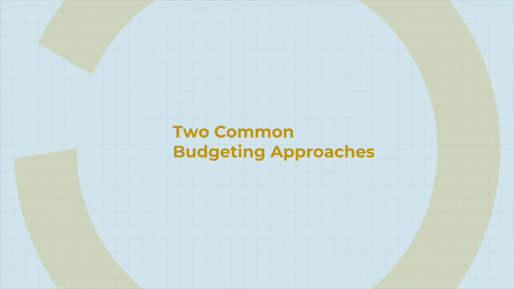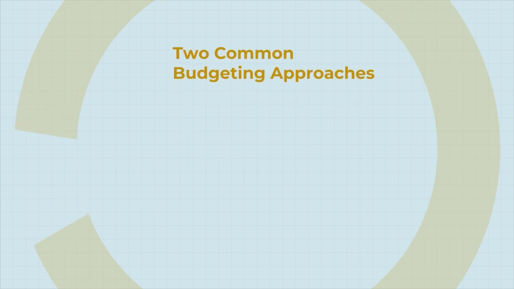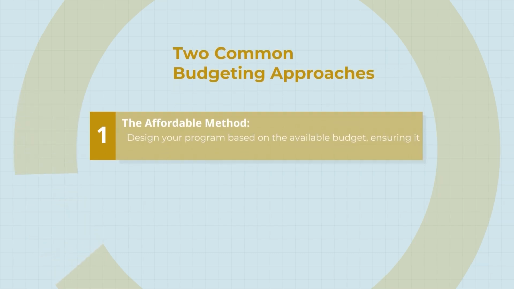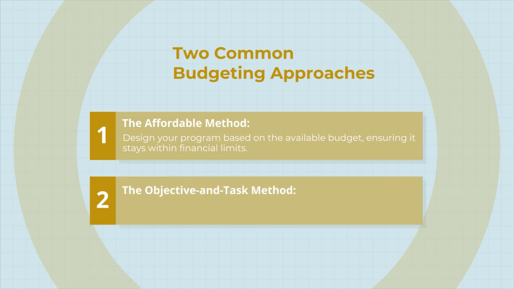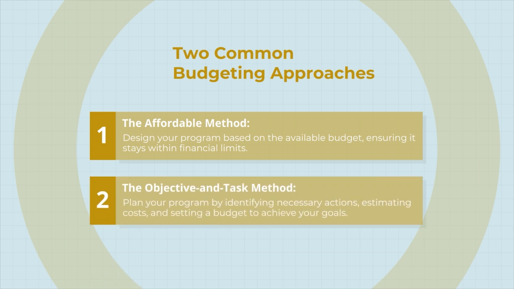There are 2 common budgeting approaches. When setting your budget, you generally have 2 options. 1. The affordable method. Your budget dictates your program. You figure out how much money is available and design your program to fit within that amount. 2. The objective and task method. You plan your program based on what needs to happen, get an estimate of costs, and set your budget accordingly.